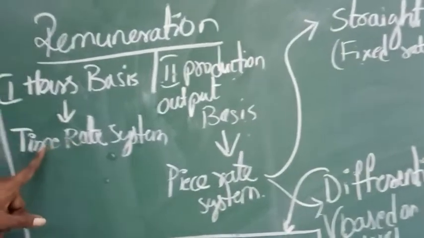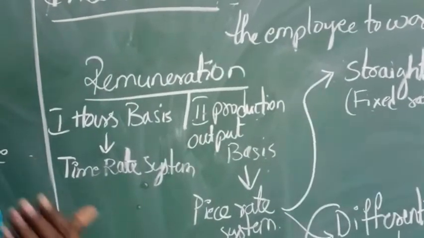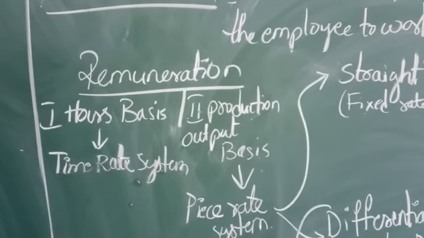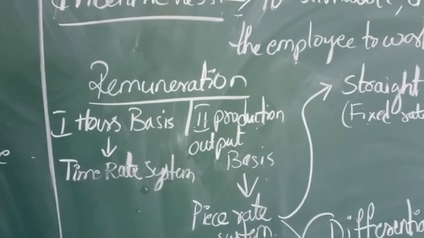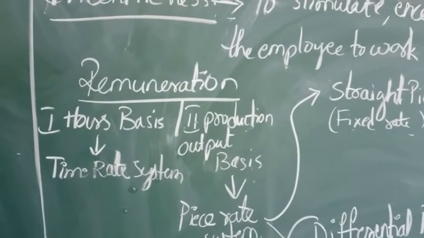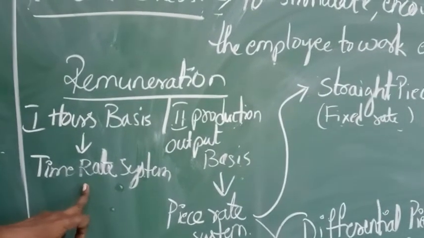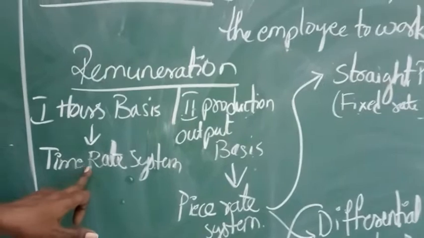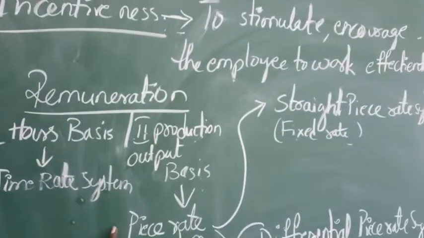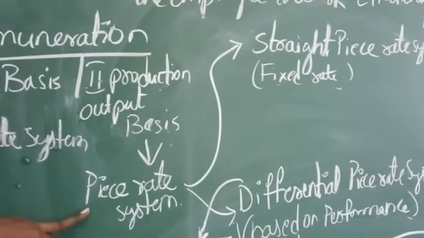Time rate means how many hours you are working. You may work for 2 hours, 4 hours, 3 hours, or 8 hours. According to the International Labour Organization, every individual should work 8 hours. Depending upon the hours you work, the wages given come under the time rate system. The piece rate system is again of two types. I am talking about the piece rate system.